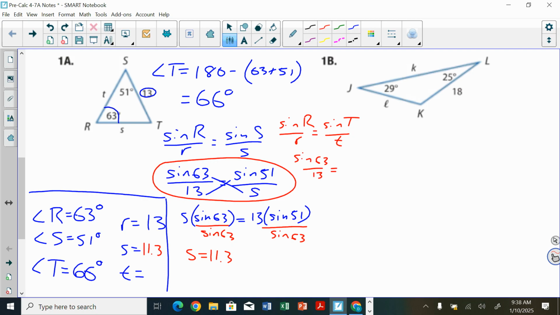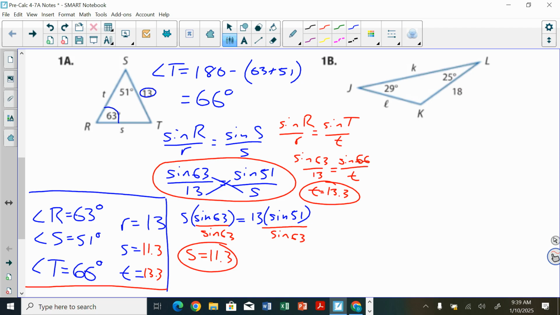I know angle T is 66 now because we found that. So sine of 66 over T. And then again, cross multiplying and solving would give me T equal to 13.3 to the nearest tenth. And I would have my triangle solved. Okay, so let's go ahead and do that on 1B.